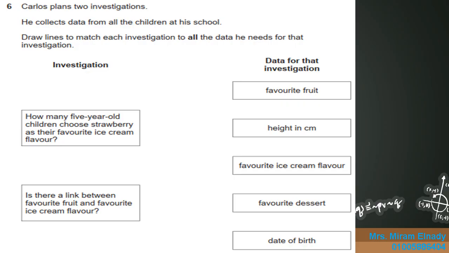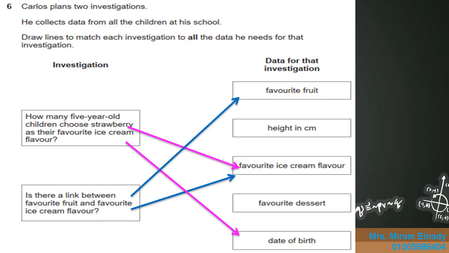If I'm asking how many 5-year-old children choose strawberry as their favorite ice cream, we need to know ice cream and we need to know the date of birth. 2 things. So we need favorite ice cream and date of birth. What about the link between favorite fruit and favorite ice cream? Is the favorite dessert important? Is the height in centimeters important? No, we need to know the favorite fruit and the favorite ice cream flavor.